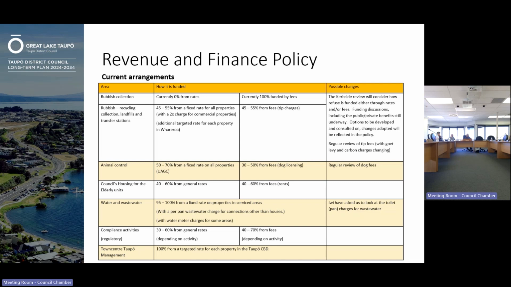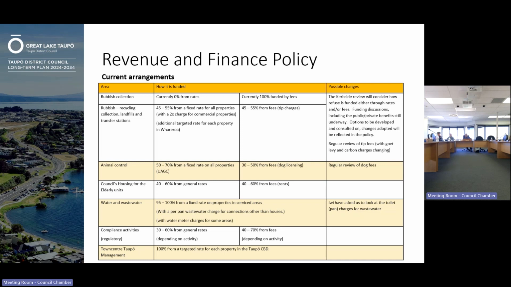Next one, compliance activities. That's building compliance, building inspections, Resource Management Act stuff, resource consents. So most of that, or a good chunk of that, is funded through fees, and the rest comes from general rates. Town centre Taupō, that's one we've got a targeted rate for the Taupō CBD, 100% of that.